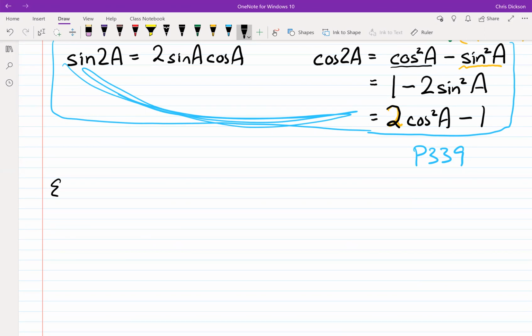So example number 1: cos pi over 8, cos 7 pi over 8, plus sine pi over 8, and sine 7 pi over 8.